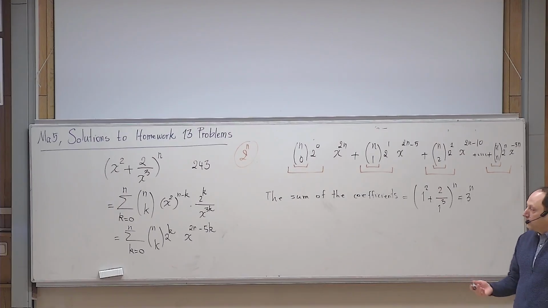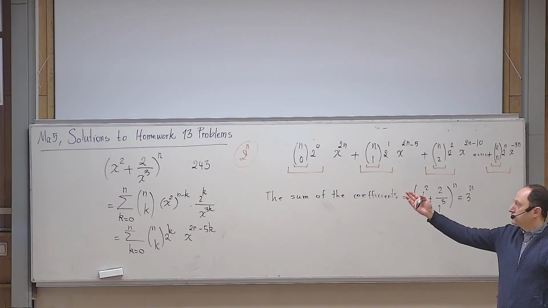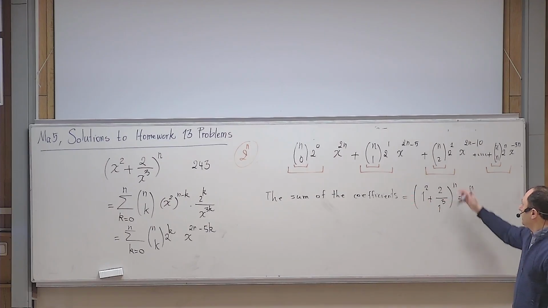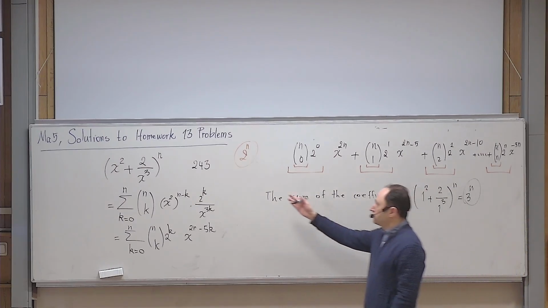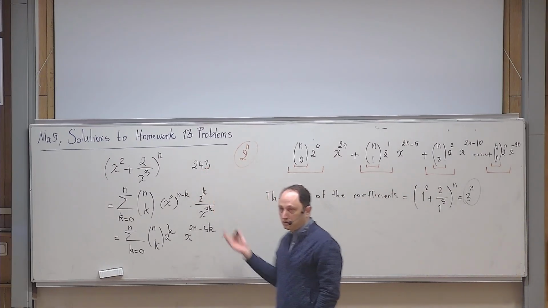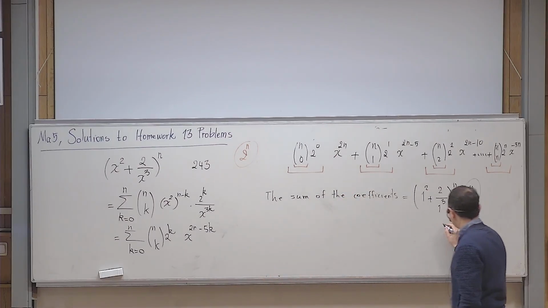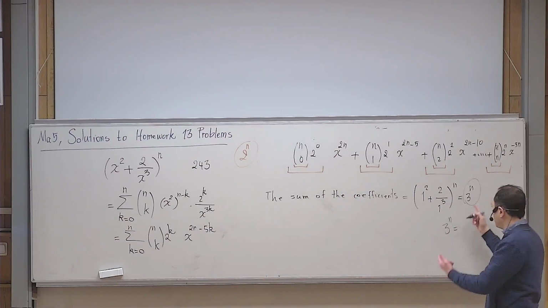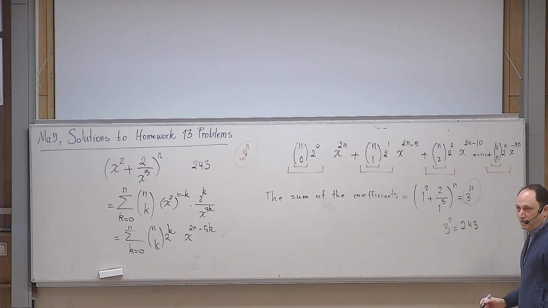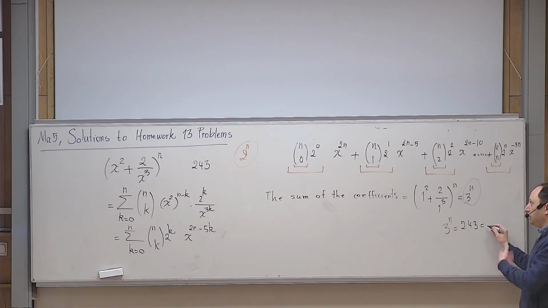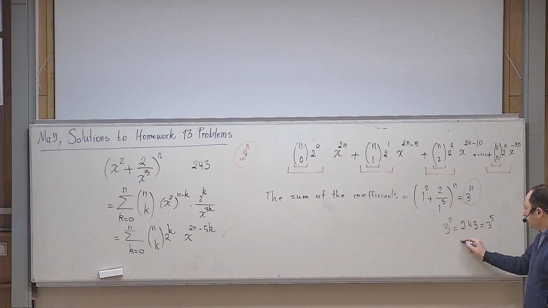So on the one hand, I know that the sum of the coefficients, according to my calculation, should be this number, but according to what is given in the problem, should be this number. So they have to be the same. So this means that 3 to power n, which is based on my calculation, should match with the information given in the problem. And then it is not hard to see what n is. This is what? 81 times 3. 81 is 3 to power 4, so this is 3 to power 5. So this means that n is 5.